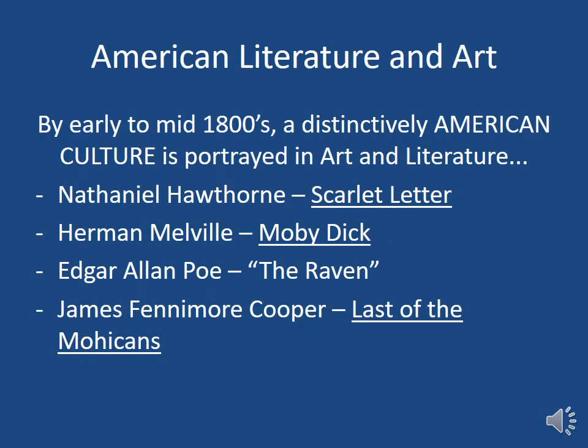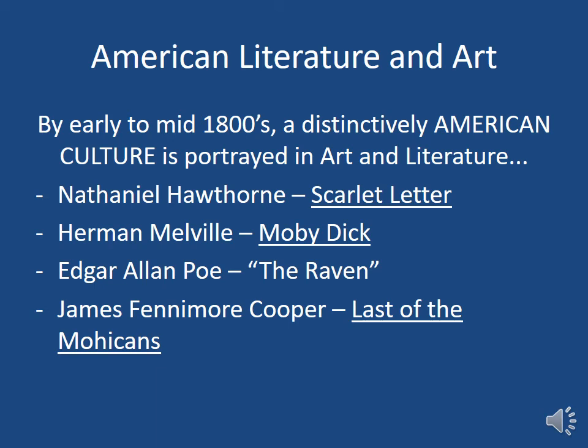American literature and art. By the early to mid 1800s, there was a distinctive American culture that was now portrayed in art and literature. Gone was the art and literature of Great Britain, and you might say, well, why Great Britain? Well, the 13 original colonies were colonies of Great Britain, so art and literature were influenced by Britain up until then. And now we finally have what we can call American authors and American artists who had lived and grown up and were born in America.